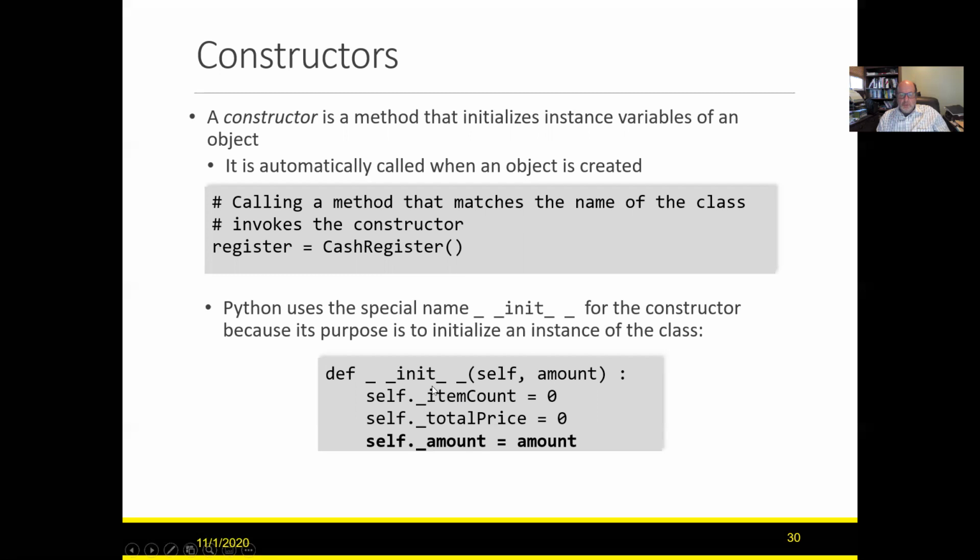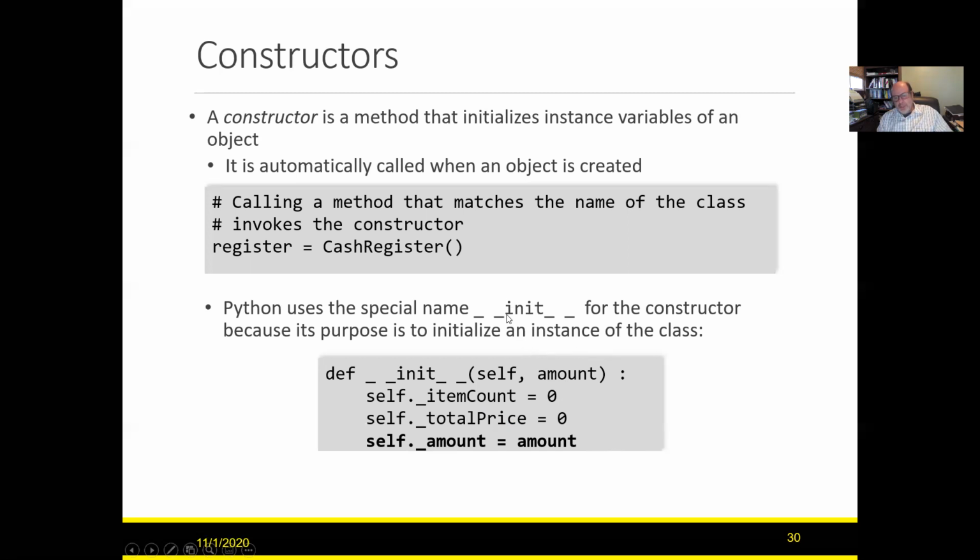So in here, we have amount that we're going to set it to our amount. So it's coming in as a parameter, and then we're going to put it as underscore amount. By just looking at this, I have 3 instance variables: item count, total price, and the amount. Item count and total price have default values. Amount is receiving it through the constructor.